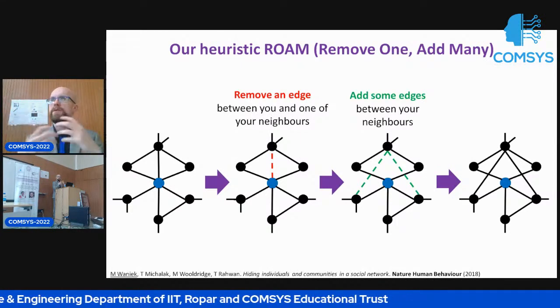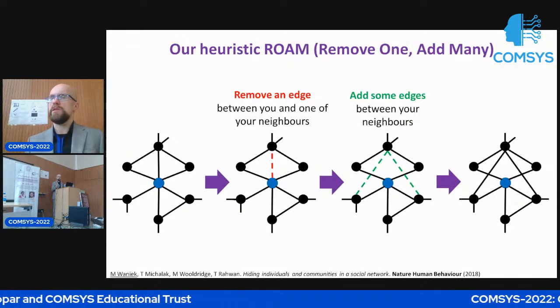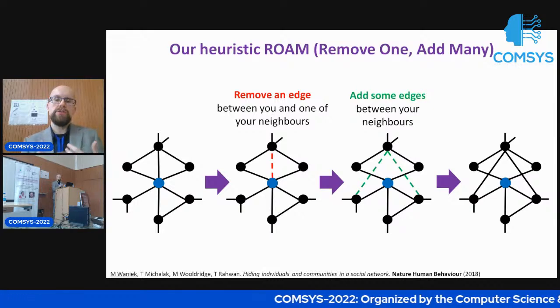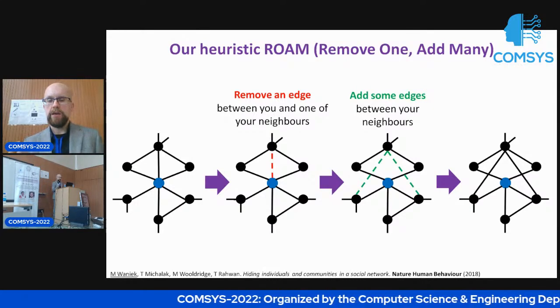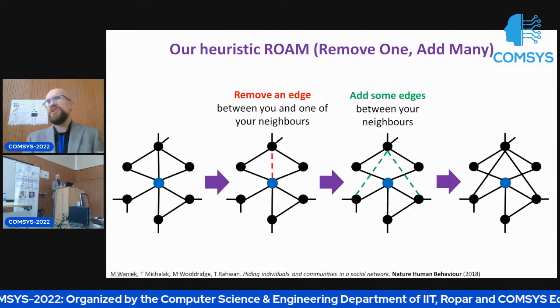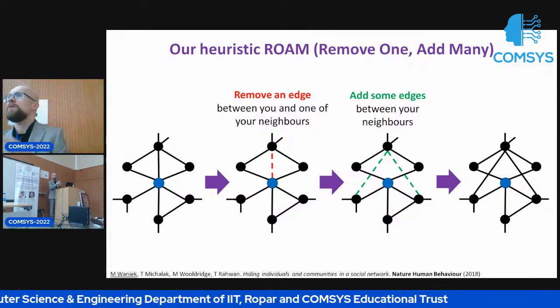So this is a very simple heuristic that requires only local knowledge about the network. I don't have to have information about the complete structure of the network. I don't need to know the entire network. I only need to know my neighbors and the connections between them, which in most social networks is probably reasonable. Yeah? Are you just removing an edge from a random node?